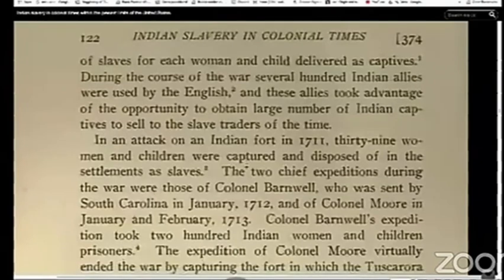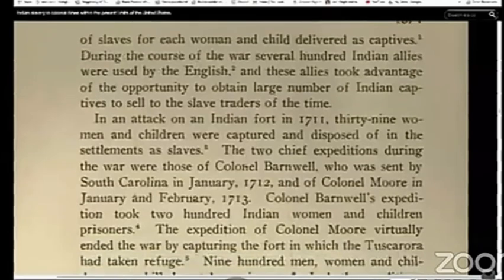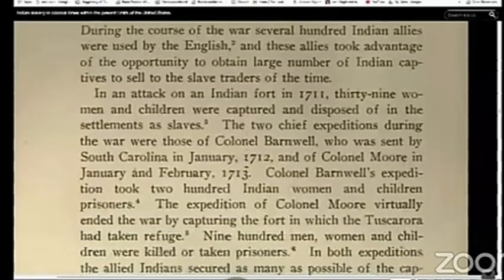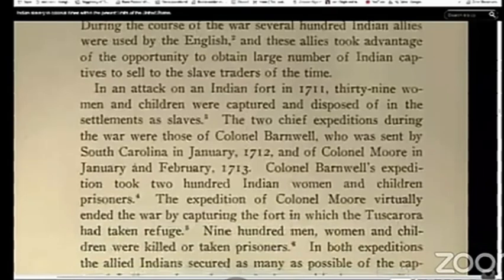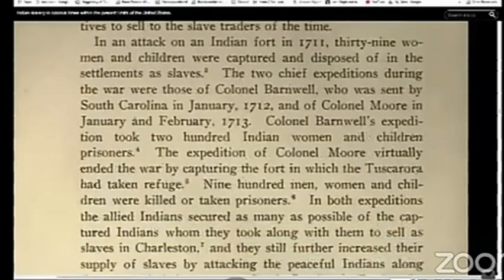The two chief expeditions during the war were those of Colonel Barnwell, who was sent by South Carolina in January 1712, and of Colonel Moore in January and February of 1713. Colonel Barnwell's expedition took 200 Indian women and children prisoners. The expedition of Colonel Moore virtually ended the war by capturing the fort in which the Tuscarora had taken refuge. 900 men, women, and children were killed or taken prisoners. And that's, again, what we really are: prisoners of war, POWs, not descendants of slaves.